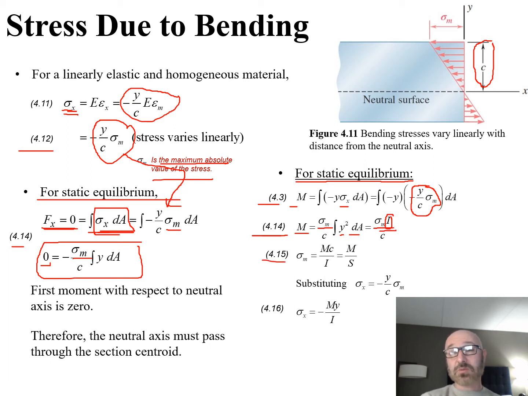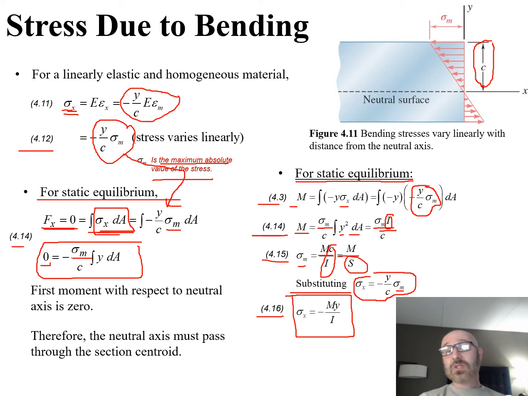Therefore we have the relationship shown here in equation 4.15, where sigma sub m is equal to Mc over I, where we can replace c over I with s in the denominator. Then we can substitute the relationship that sigma x is equal to y over c times sigma m, that max value. Plug that back in, and we finally come up with our final solution. We see over here the relationship from equation 4.16 in our textbook, that sigma sub x is equal to negative My over I.